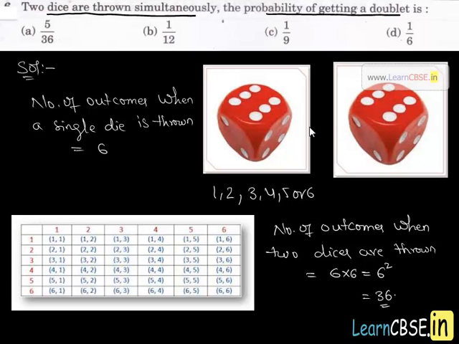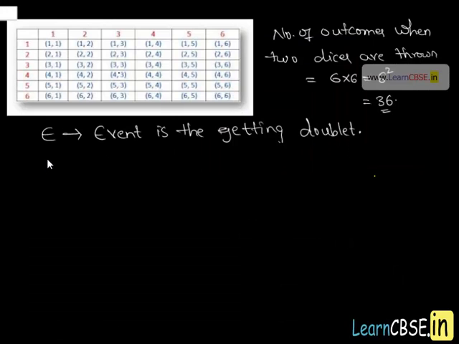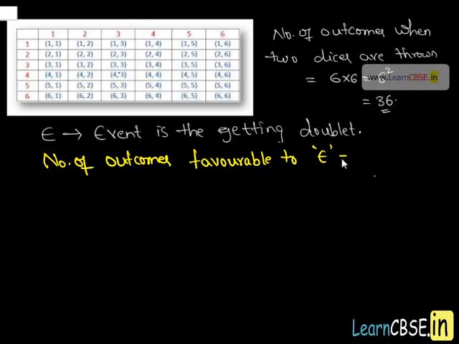When two dice are rolled, if the number appearing on one die is equal to the number appearing on the other die, then such a pair is called a doublet. If we take 6 as a number on one die, and 6 appears on the other die, then 6, 6 is a doublet. If E is the event of getting a doublet, then the number of outcomes favorable to the event E is 6, which are 1, 1, 2, 2, 3, 3, 4, 4, 5, 5 and 6, 6.